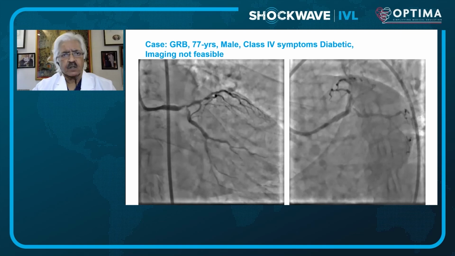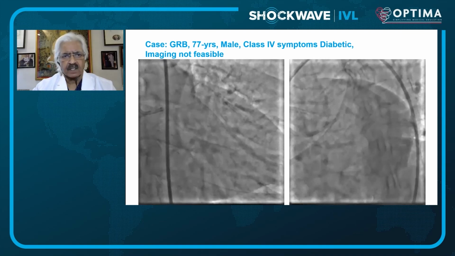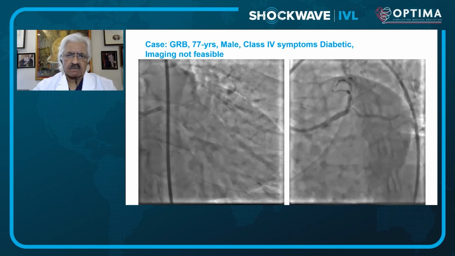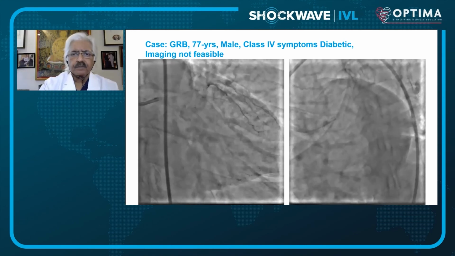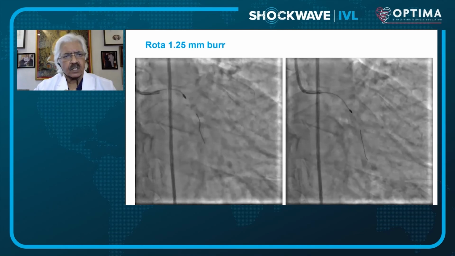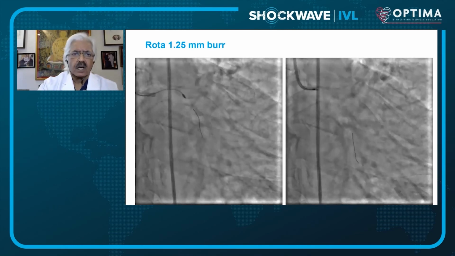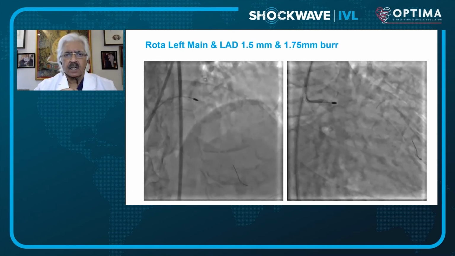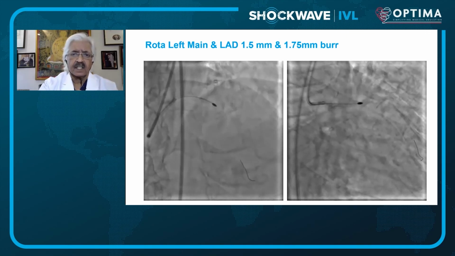Finally, a 77-year-old male, class 4 symptoms, diabetic. Imaging was not feasible in this case. It's a highly complex bifurcation. Finally, with difficulty, we got the wire into that circumflex. Obviously, we therefore proceeded to rotablate this with a 1.25 millimeter burr in the circumflex, and followed that up with a 1.75 millimeter burr in the left main and LAD.